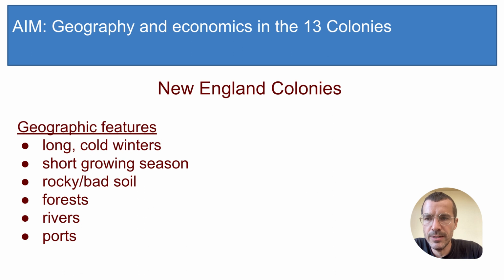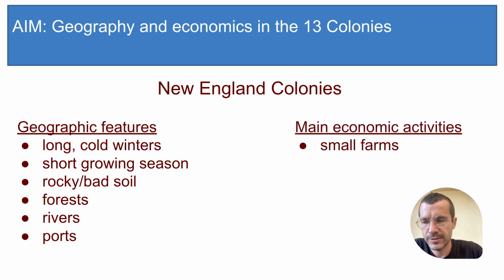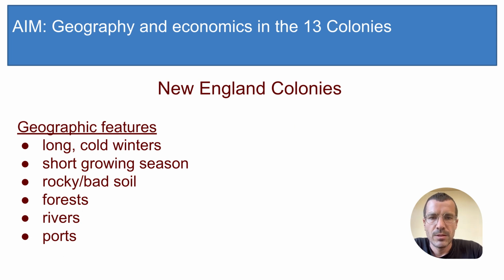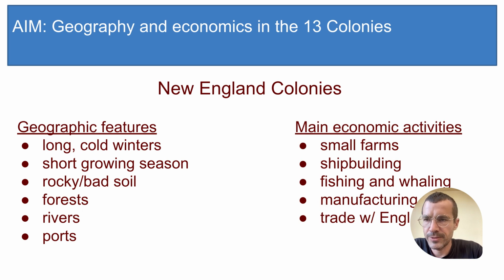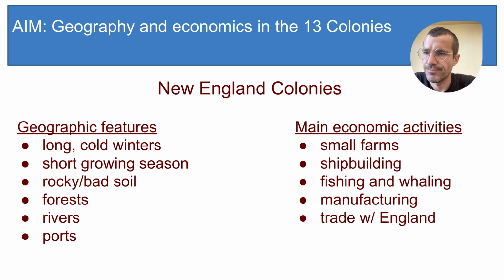Economically, colonists in New England did have farms because they needed food. But because it was hard to grow crops, the farms tended to be small. And instead, colonists supplemented their living by using wood to build ships, fishing and whaling in the Atlantic Ocean, and manufacturing. That means turning natural resources into finished goods in factories and in workshops. Finally, there were a lot of merchants in New England who shipped natural resources and finished goods across the ocean to England.